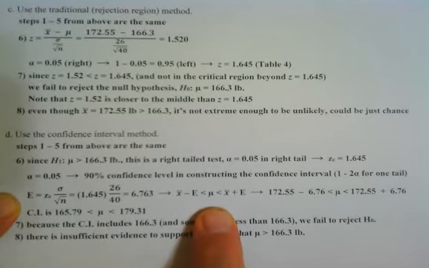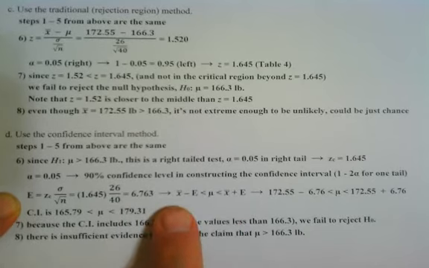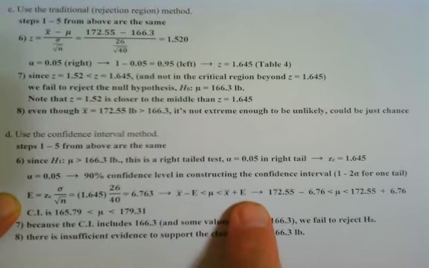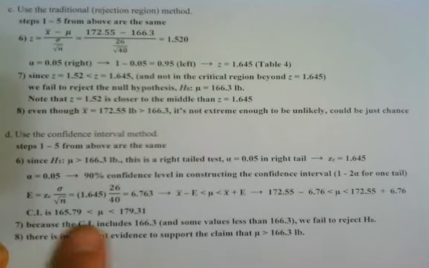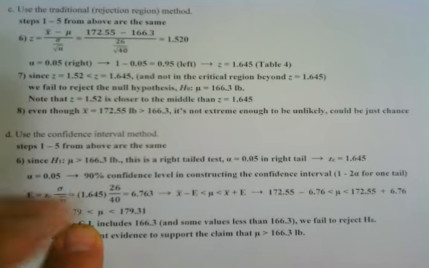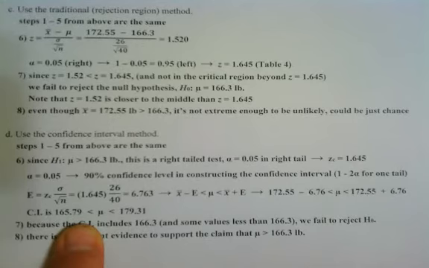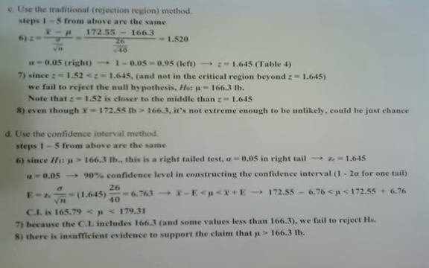So our confidence interval will be x bar minus E and x bar plus E. Plug in our numbers. Again, that's the x bar, that's the E. And we have now built step 6. All of this was just step 6: we build our confidence interval. It's from 165.79 up to 179.31. So values in there are what we expect.